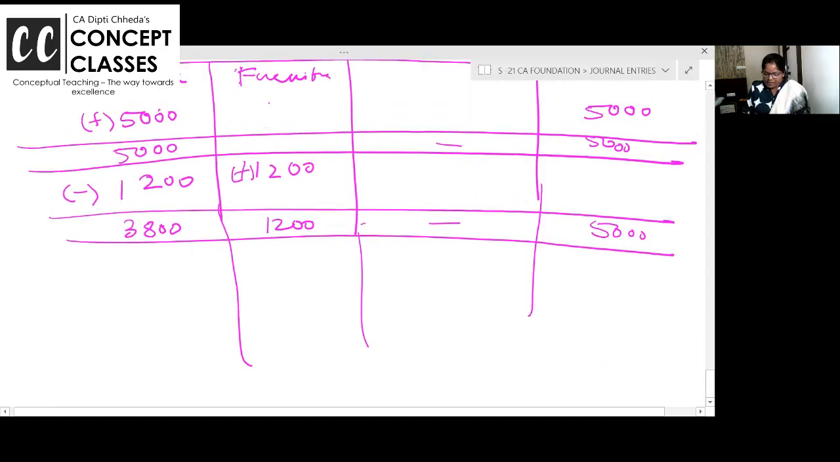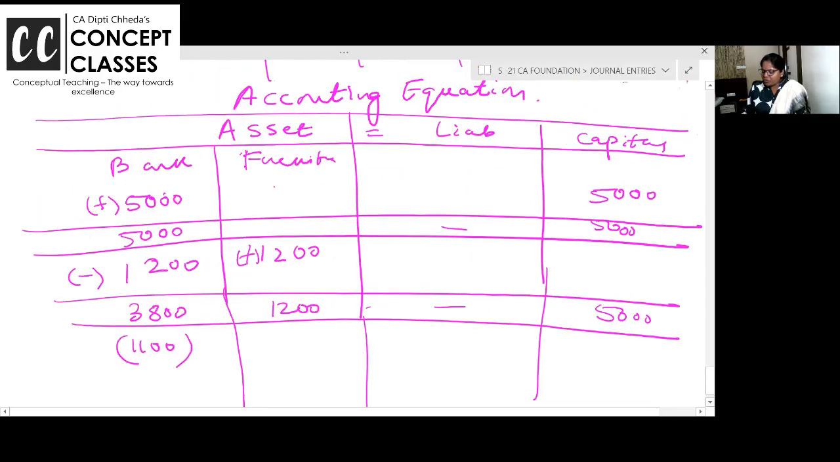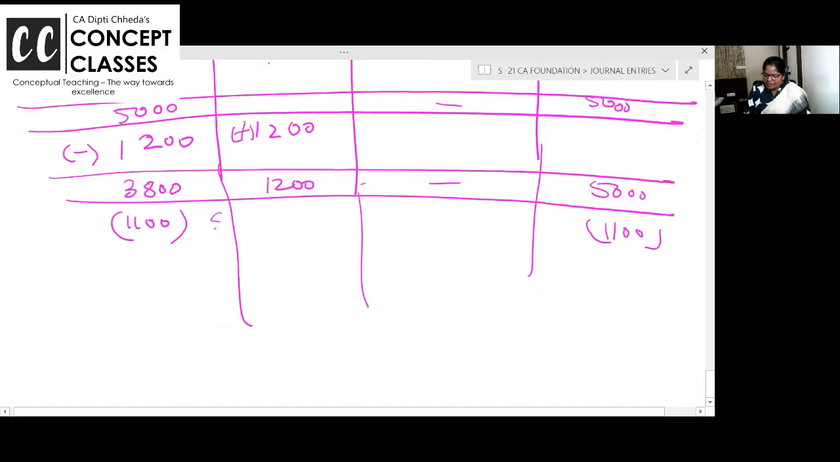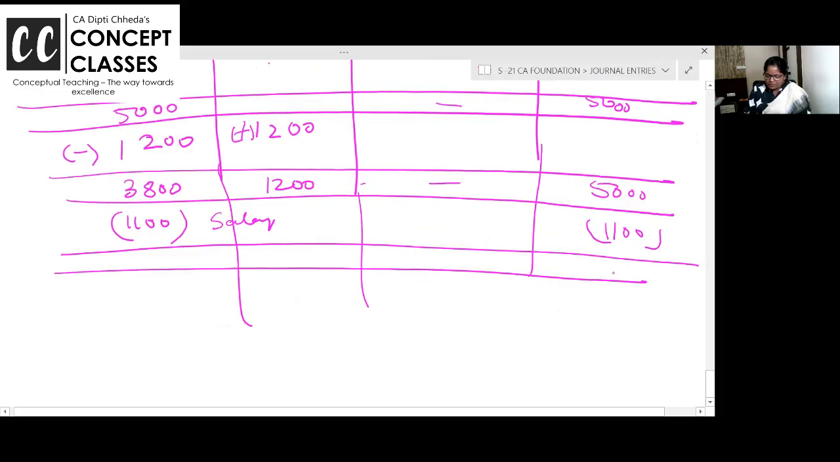Now, we paid salary, so 1100 rupees are going out from the bank. And if you pay salary of 1100, your expenses will make capital reduce. Capital will reduce because of expenses and losses, and it will increase because of the profits. So capital will reduce because you have paid salary. What is the new equation?